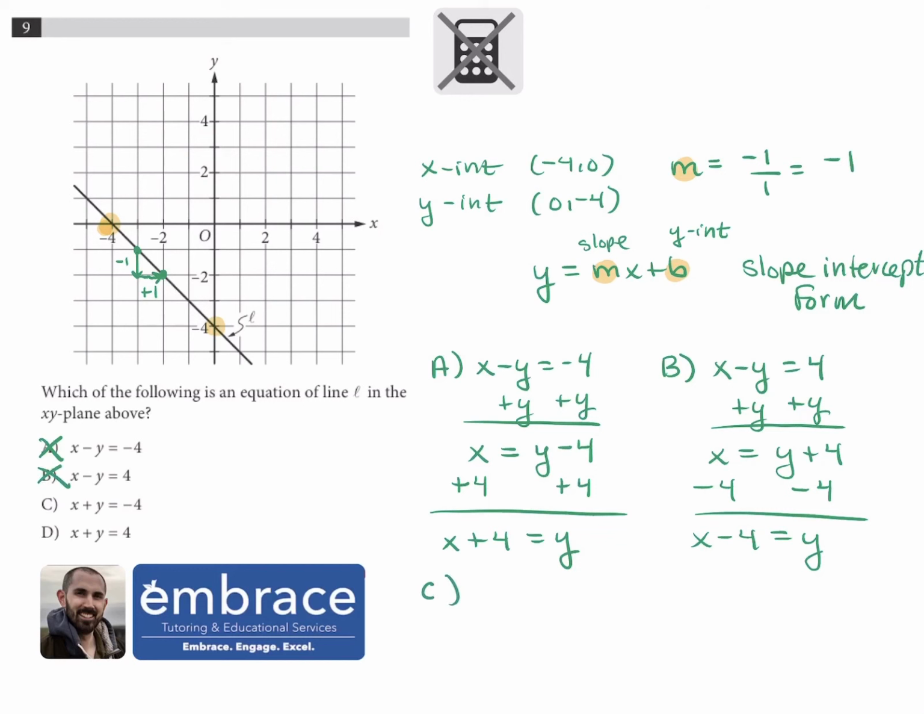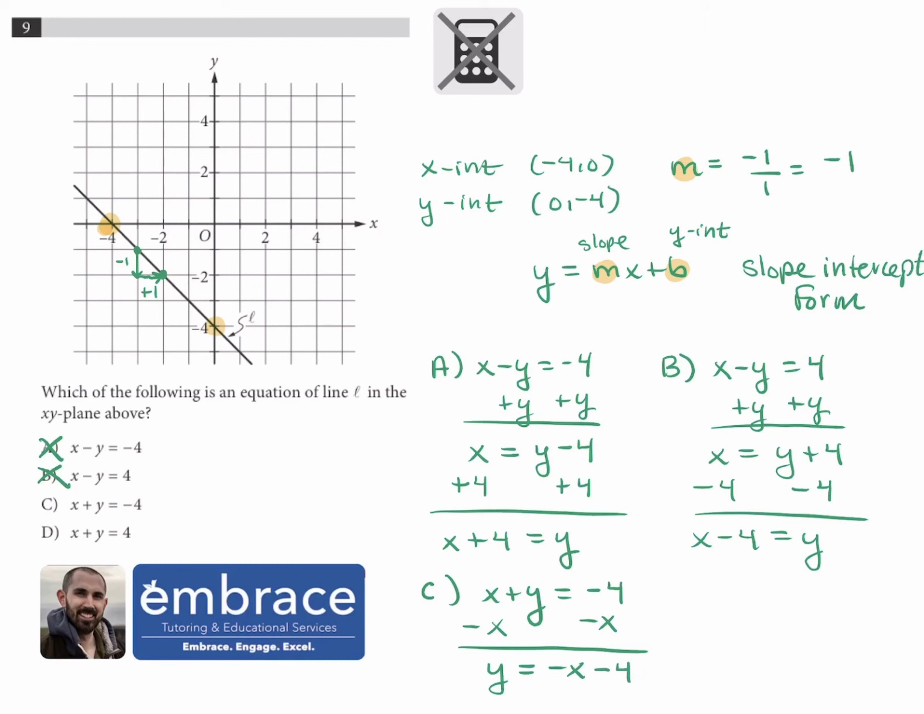And our last answer choice is C. Okay, so if we want to isolate y now, instead of moving it to the other side, we're actually going to move the x to the other side. So we get y equals -x minus 4.